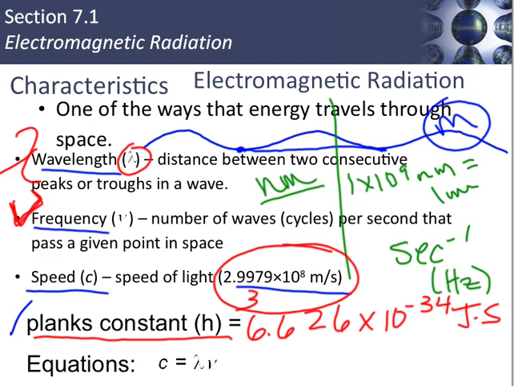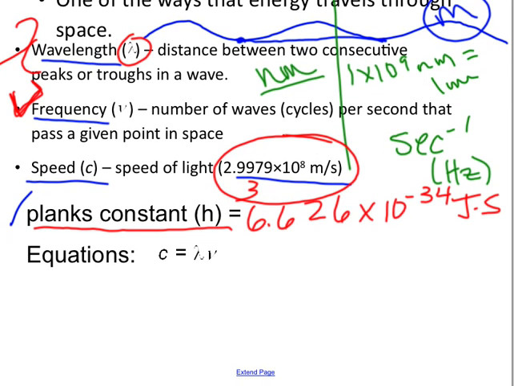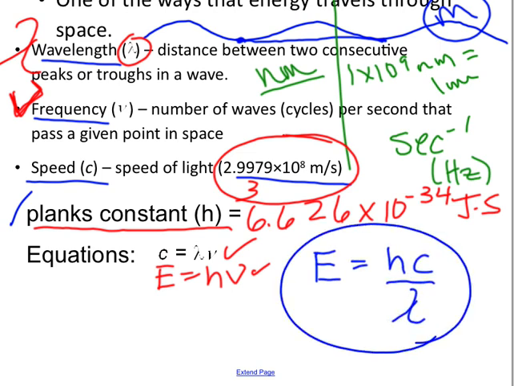You have some equations that you'll be given. This equation is given to you on the AP equation sheet along with energy is equal to Planck's constant times frequency. You don't need to memorize these. I find one very, very useful. You're going to have to learn it in physics. I use this equation more than any equation, and it's just the combination of the first two.